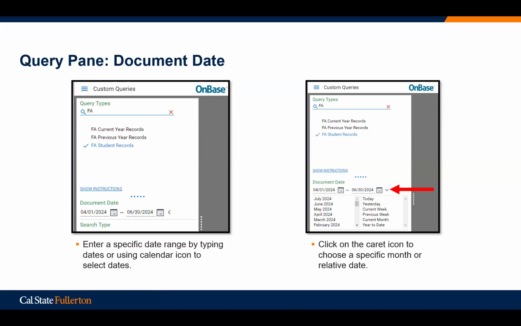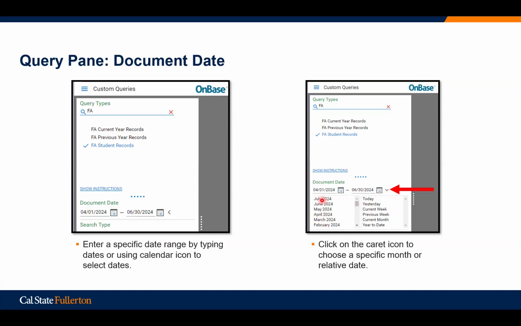All right, so once you've selected a query, the first thing that you're going to usually enter is the document date range. So the dates for the documents that you want to look up. You can use the calendar icons or simply type in a date range if you'd like, or you can click on this caret icon and that will open up some extra options for you.